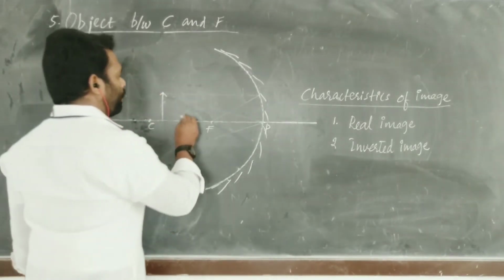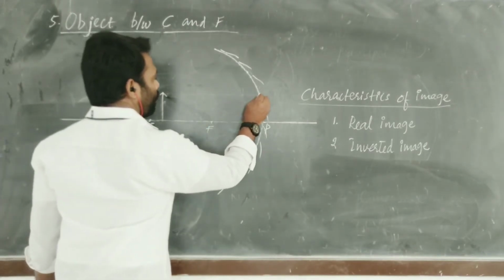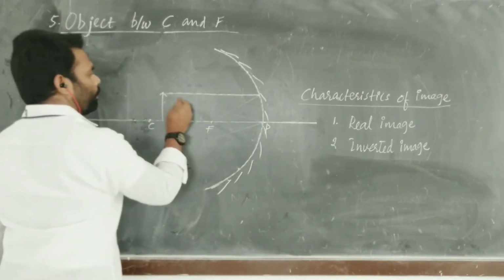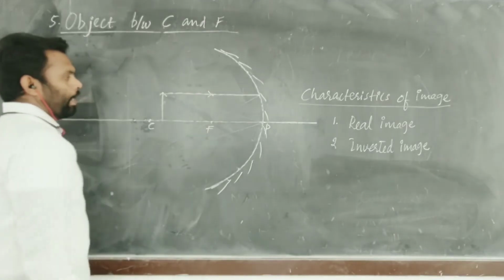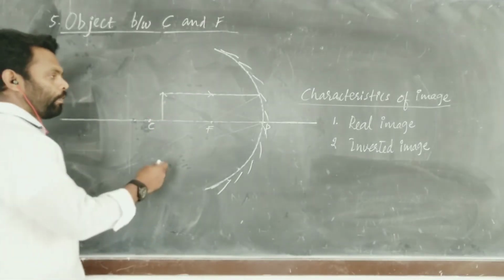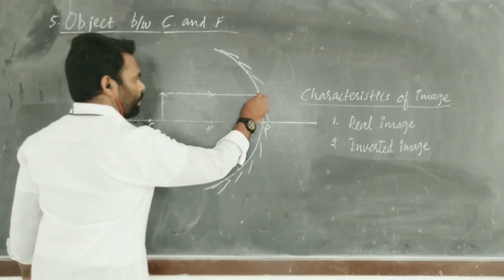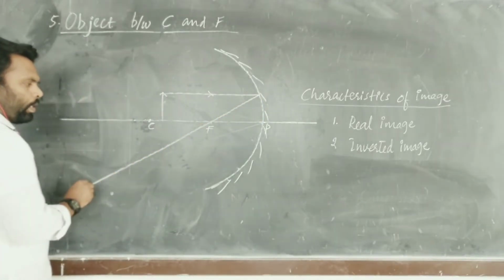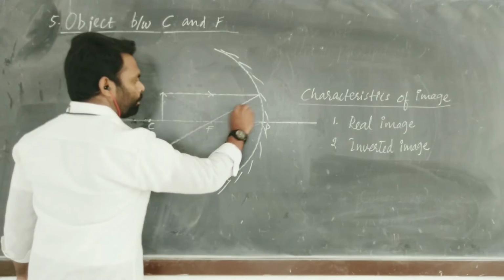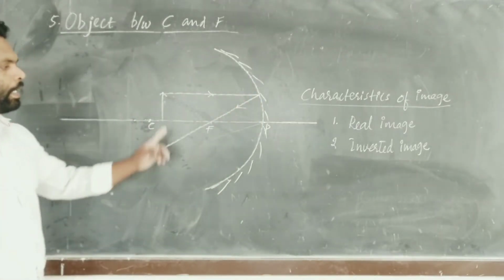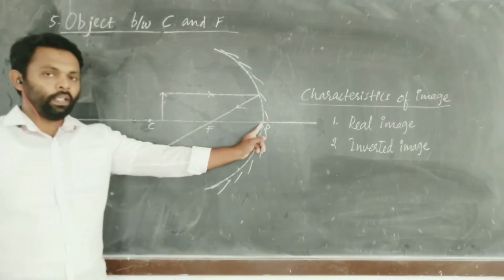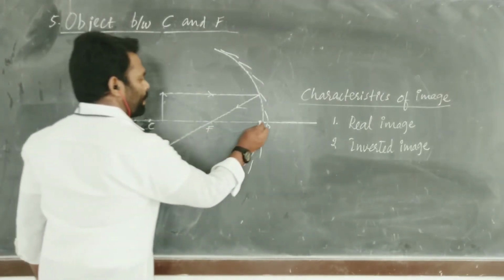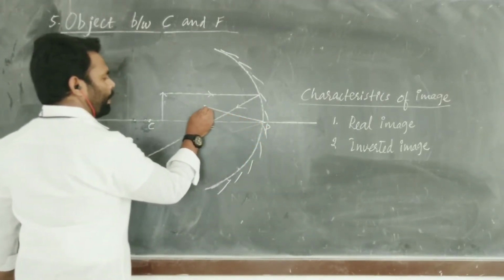The first light ray is parallel to the principal axis. The light ray that is parallel to the principal axis, after reflection, passes through the focus. So this is the light ray that is passing through the focus. Okay. Second light ray: let me consider the second light ray incident obliquely at the pole.